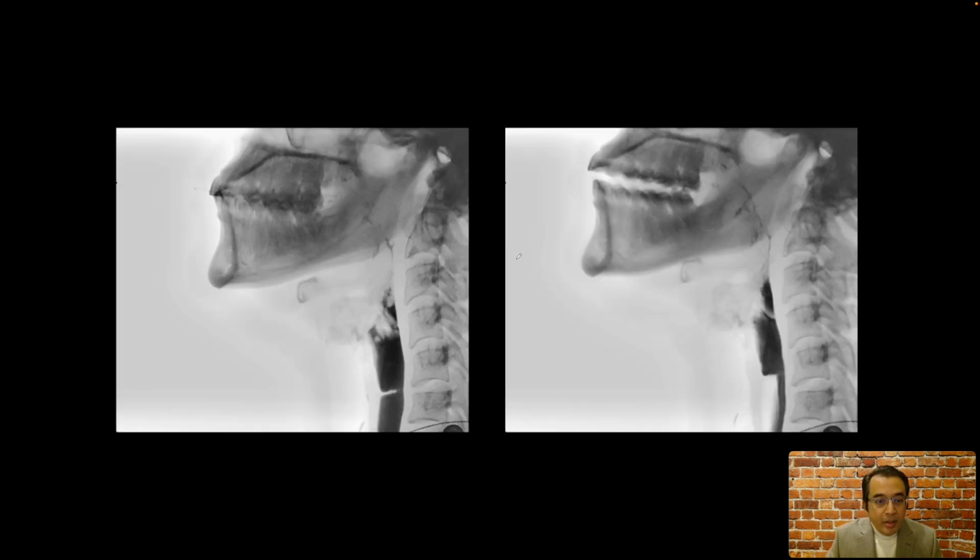Our next patient shows classical findings of an esophageal web arising from the anterior wall on a modified barium swallow study.